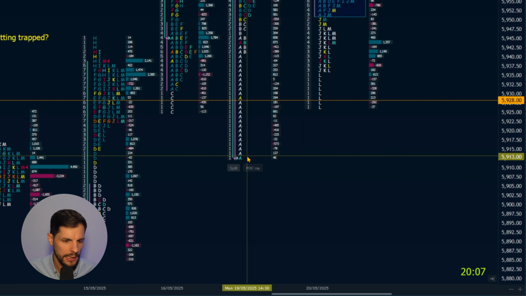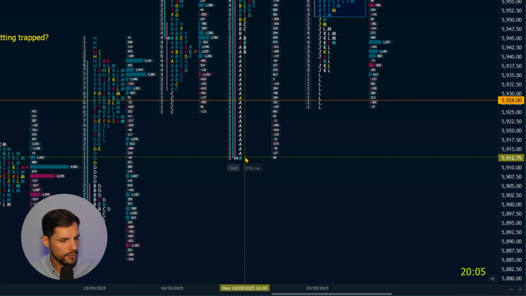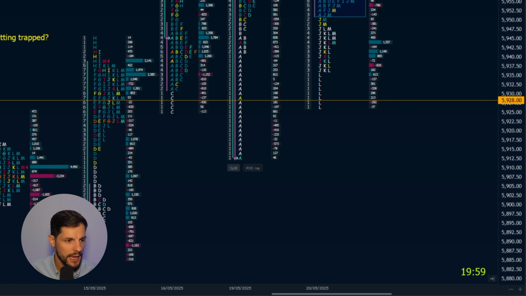And then you have the excess and or single prints. A lot of people will call this excess or single prints. And that is simply a one-sided trade with no follow through. Okay, it reveals aggressive action by either weak hands or strong hands as well, okay? So you can have a mix of both.